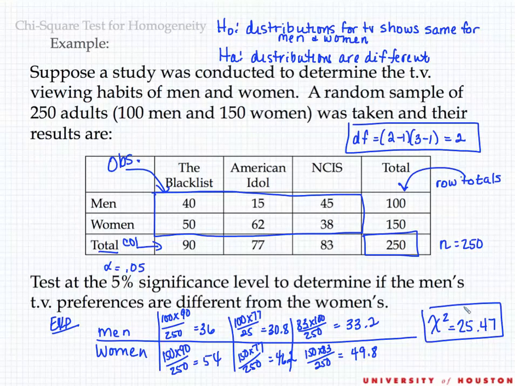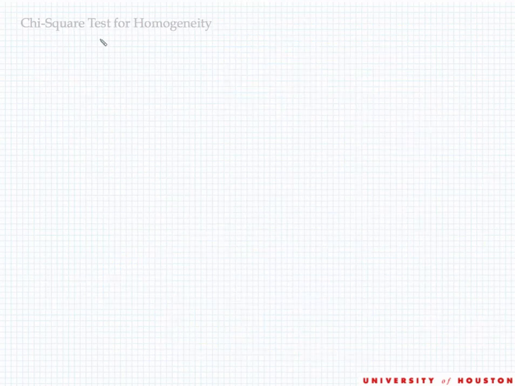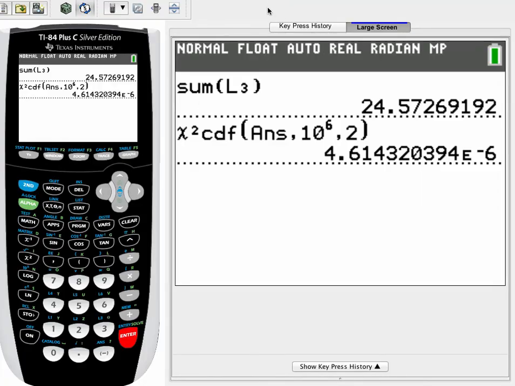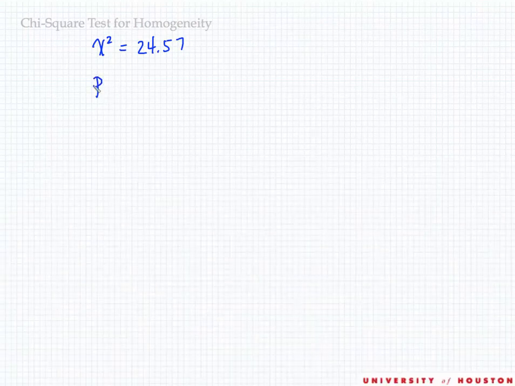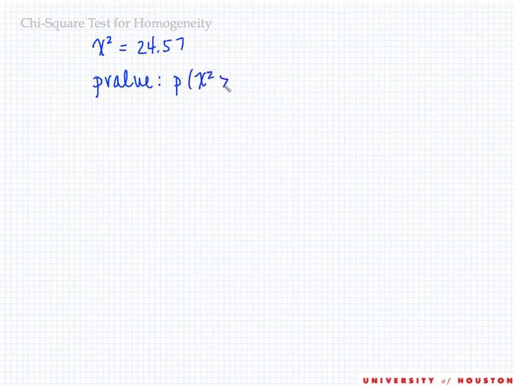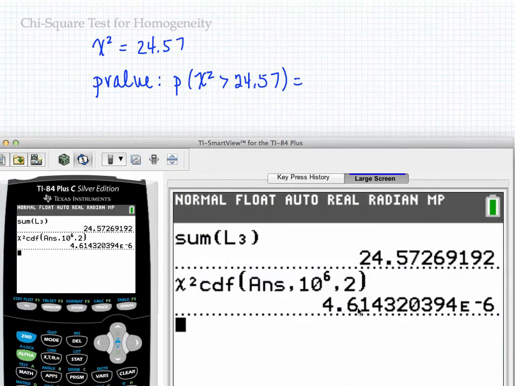I got this backwards, 24.57. There we go. So we had a chi-square of 24.57. Let's bring this back and move it down a little bit so I don't mess up on the values again. And my p-value, the probability that chi-square is greater than 24.57, was equal to 4.614 times 10 to the negative 6.